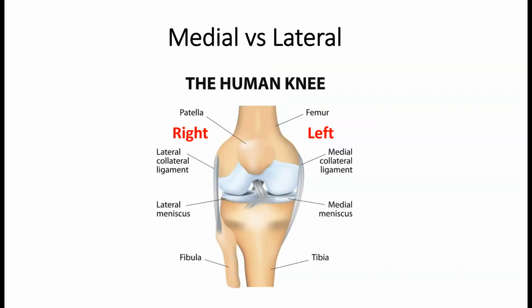In this example of the knee, we have two ligaments known as collateral ligaments. One is to the outside of the body, away from the midline, and so it's called the lateral collateral ligament. The other ligament is toward the midline of the body, so it is the medial collateral ligament.